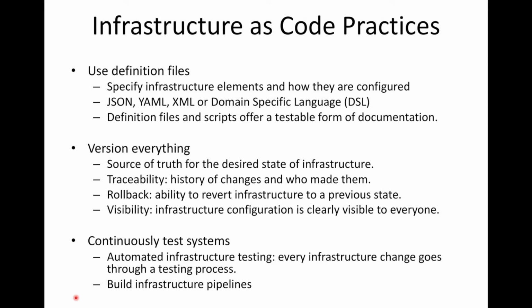And then finally, it's really common when we're working with infrastructure as code to set up some sort of automated testing around our infrastructure definition files. The idea is that every single time we make a change to our infrastructure definition, instead of applying that change immediately to our production environment, we could deploy a test environment. We could stand up a brand new environment and apply our changes to that new environment, and then run a series of automated tests against that environment to see if that infrastructure change did what we expected it to do. And we can build this whole process into infrastructure pipelines on our continuous integration system.